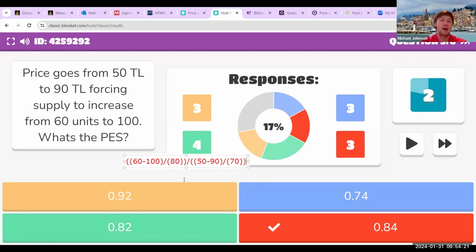So you do that, and then we'd have negative 40 here divided by 80, and then we'd have negative 40 divided by 70. So that's what we would have. And then we go from there and figure it out. I'm just going to calculate that quick.